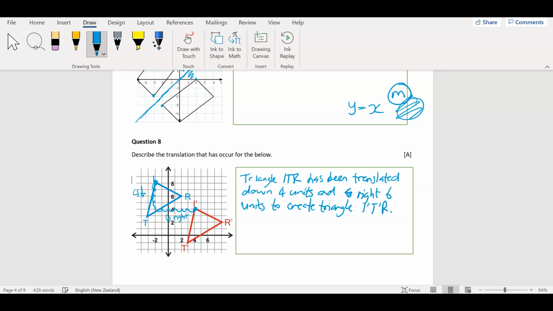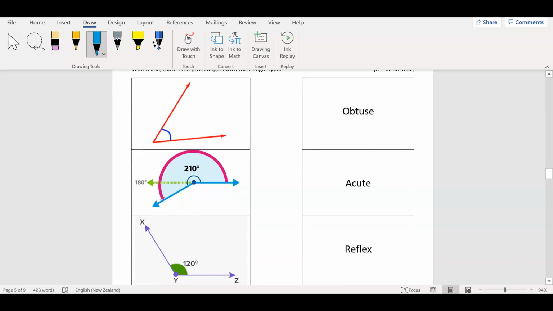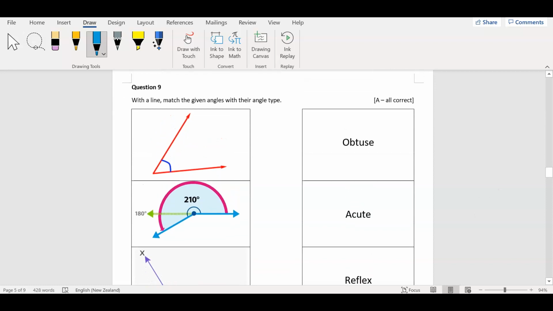If you got all of the elements right, so you've told me it was translated and you told me it was down and right, you would have got your achieved mark for that. So we're done question 8. We're quickly getting through this test, which is really good. Question 9 will be another quick question.